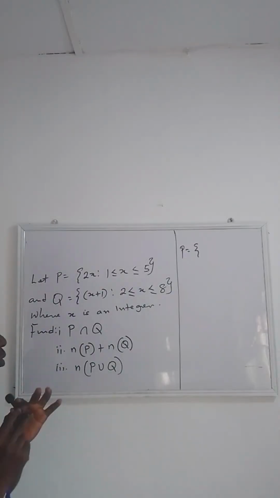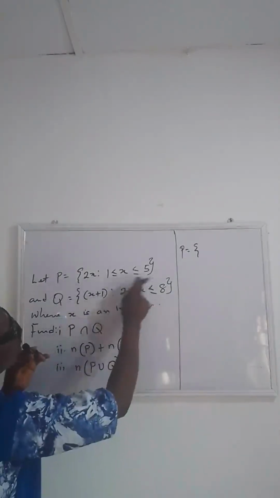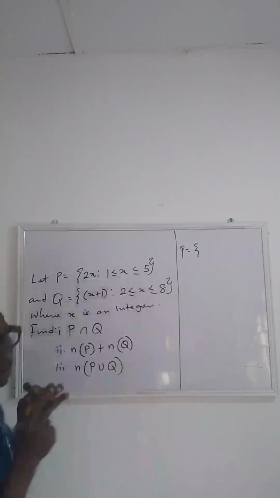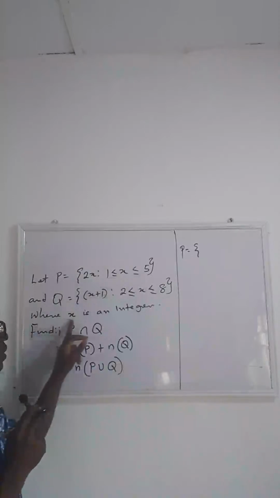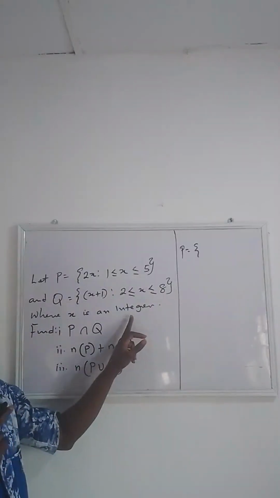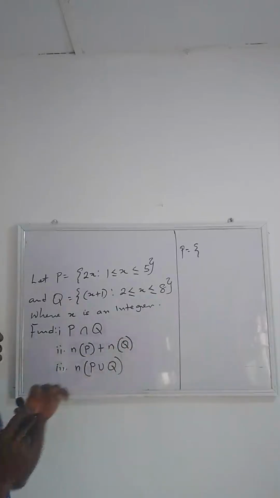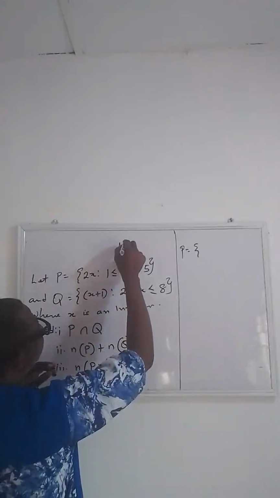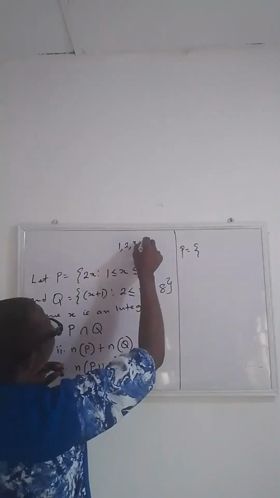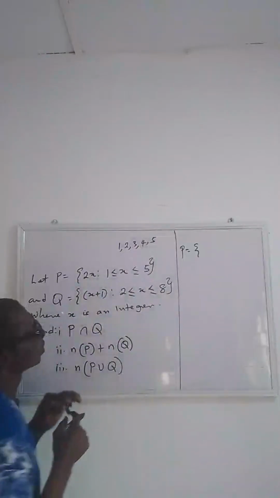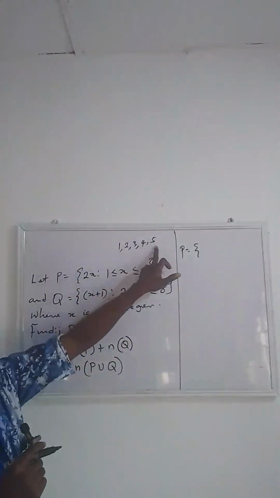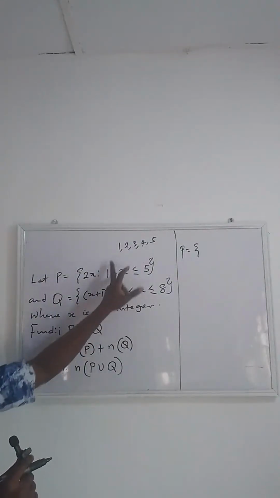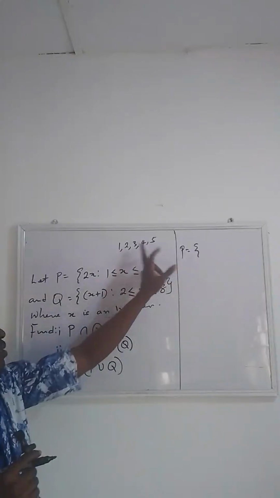Now, the first thing I'm going to do is to list members of x that lie within this range. And don't forget, we have been told that x is an integer. So integers are whole numbers, don't forget. So members of this set will be 1, 2, 3, 4, and 5. So from 1 to 5, okay? Because 1 is less than or equals to all of these, and all of these numbers are less than or equals to 5.